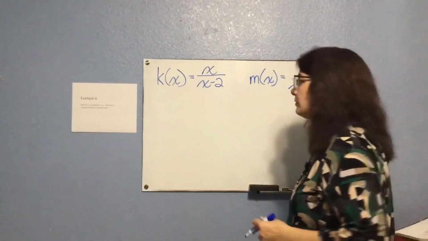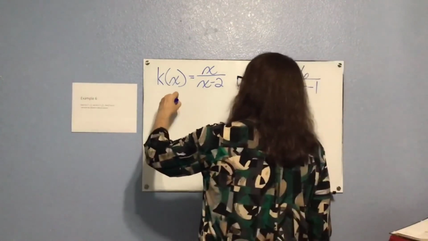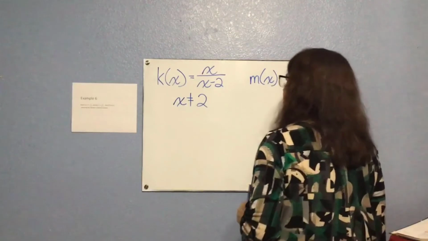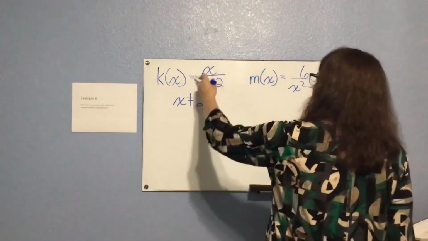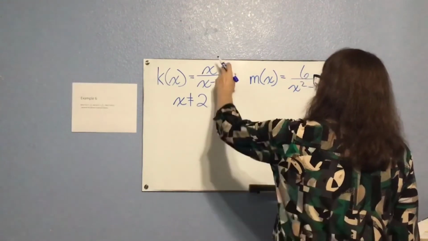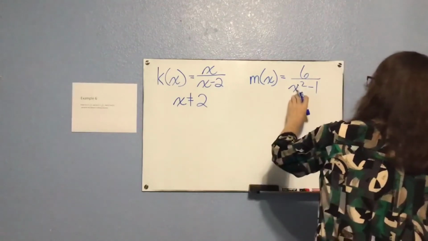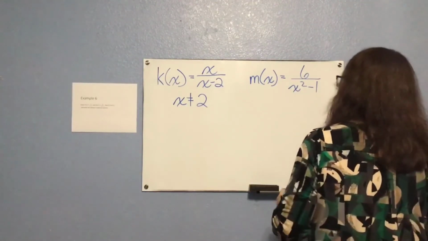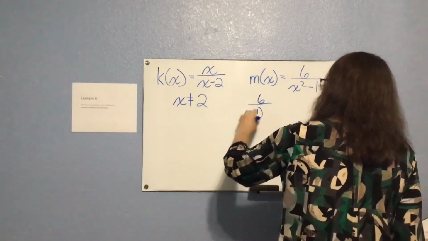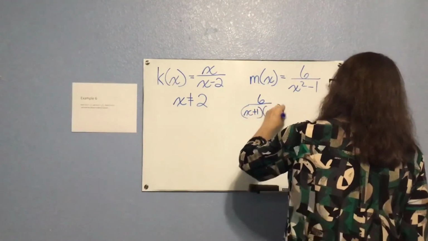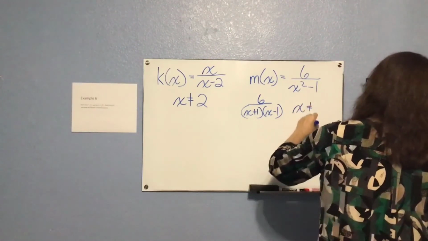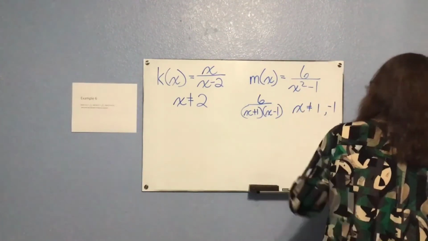Let's look at the individual restrictions. For this one, x may not be positive 2. Okay? It would be okay for x to be 0, because then I would get 0 over negative 2. So I'm not worried about what makes the numerator 0. On this one, I've got a difference of squares, so I could factor that into x plus 1 and x minus 1, which would tell me that my domain is such that x may not equal positive 1 or negative 1.